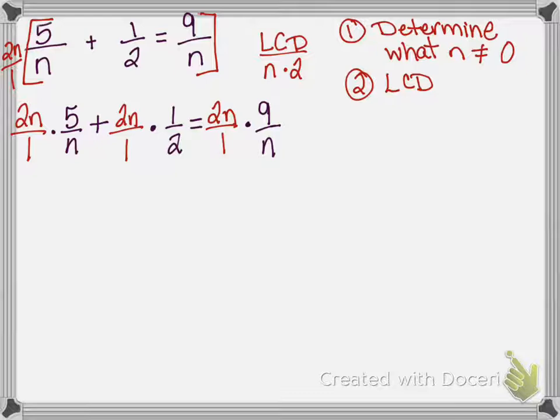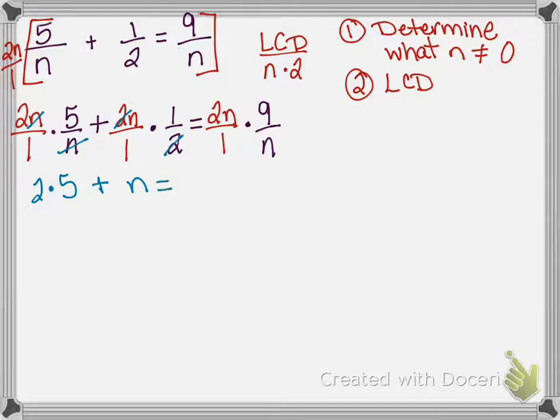Now, if it's in the top and the bottom, I can simplify. That stuff we did on Friday is going to come in handy. So I have an n and an n. What am I left with? 2. Good. Here, I've got a 2 and a 2. What am I left with? n. You could put n times 1 if you wanted to, but I usually leave it as n.